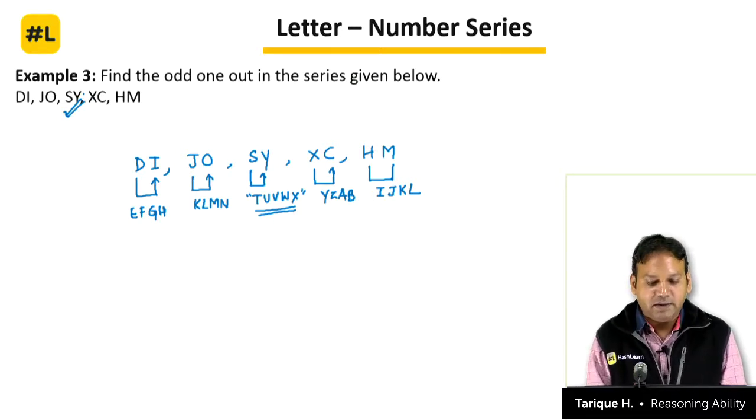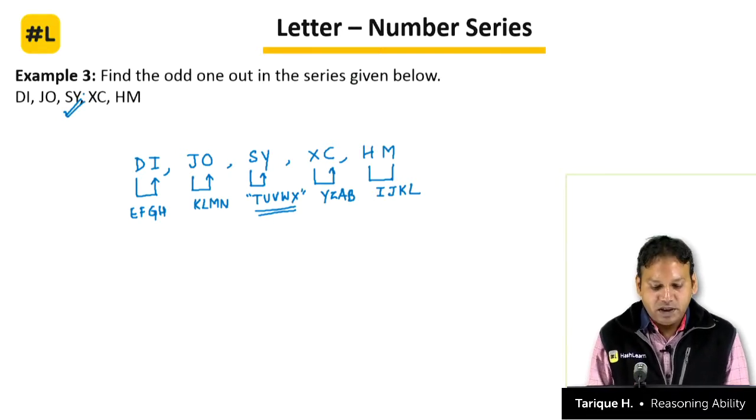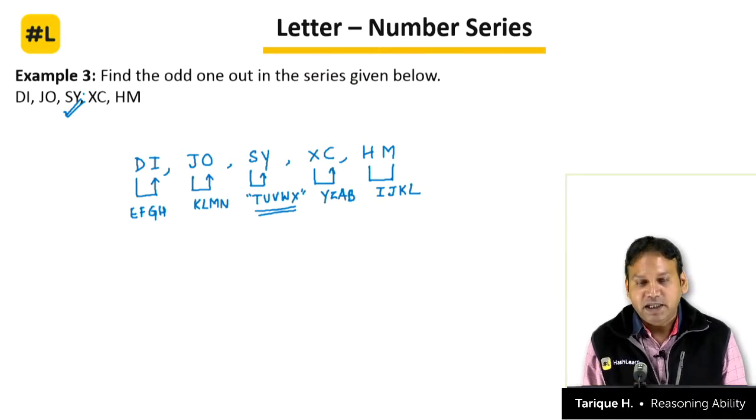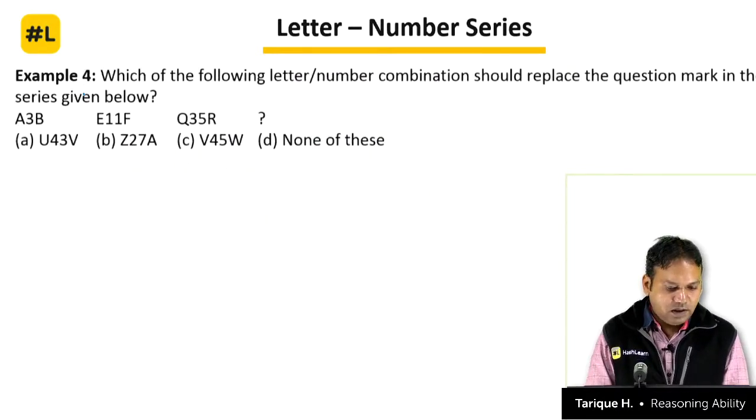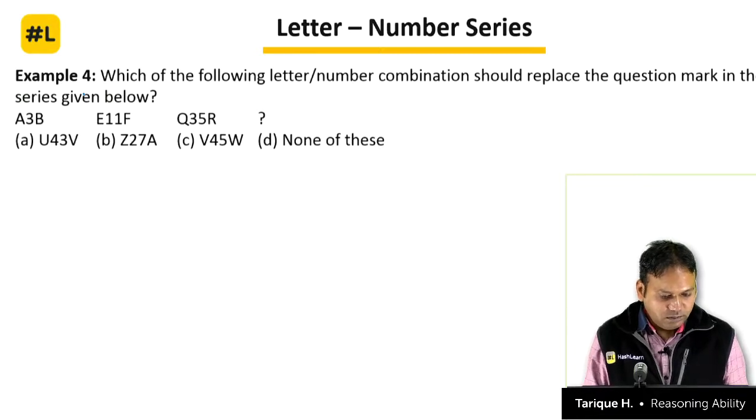Clear? So this is another example of an odd one out question, and all these questions are based on what? Understanding of the English alphabet. That is why we call them alphabet based reasoning questions in examination. Let us look at this fourth question here.